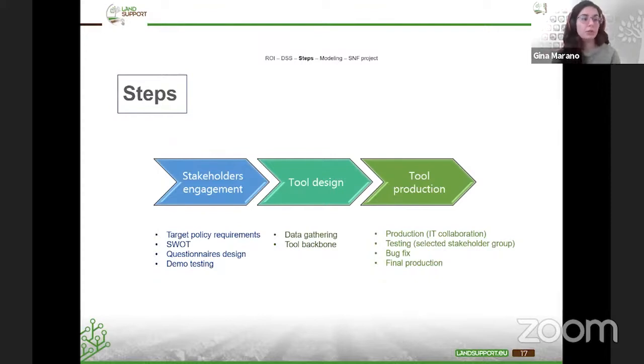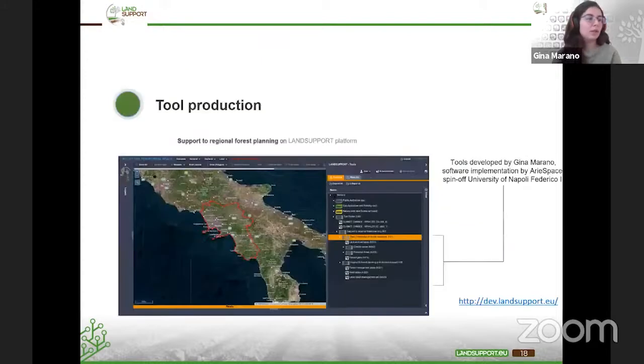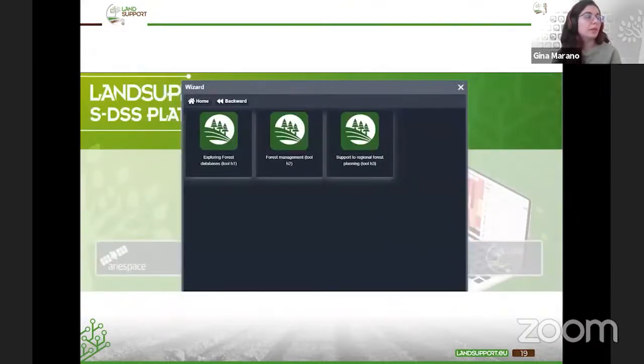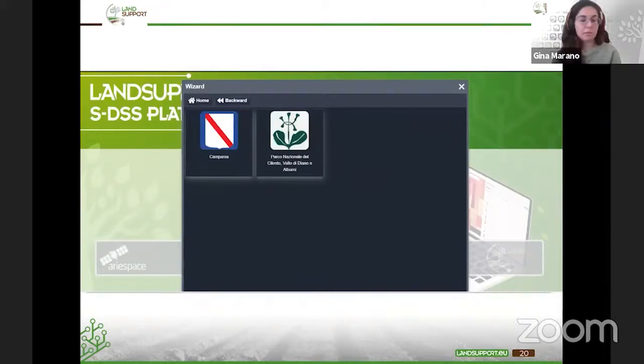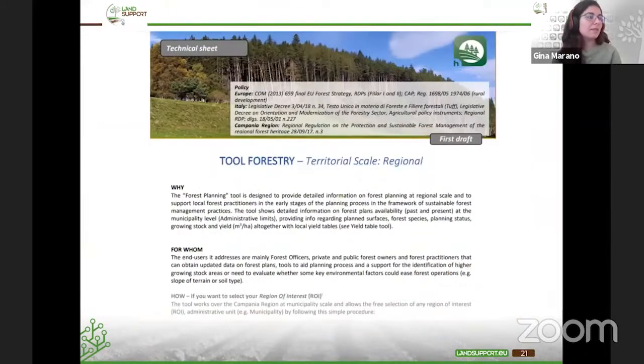We have tested the tool, fixed some issues, and then it hopefully and finally went into real production. And where can you find the tool? You can of course check it on the Lens Support platform, the geospatial platform, and through the wizard menu select if you want to explore some basic features, basic data of the forest characteristics at the regional level. And when I mean region, I mean Campania region specifically.